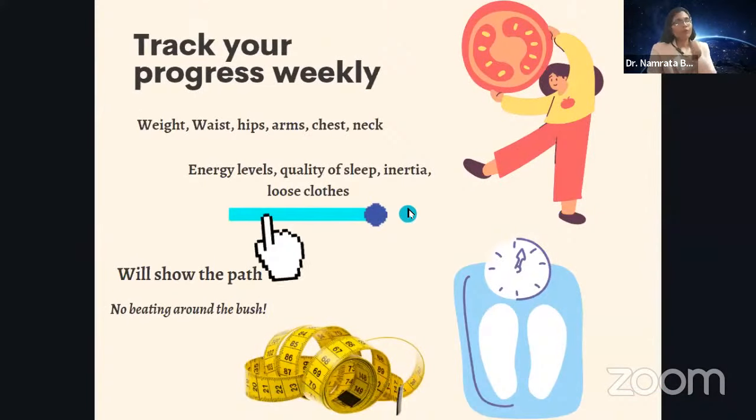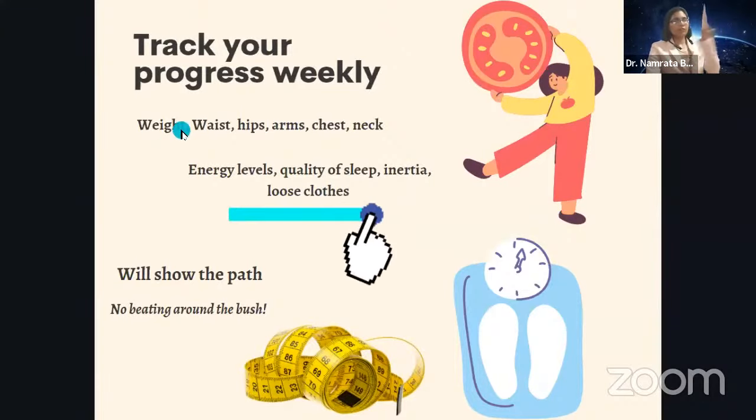Objectivity. How do you know you're making progress? Weigh yourself. It's okay, you don't have to weigh every day, you can weigh once a week. There are a lot of apps and trackers available, so you can put in your measurements and you will see it in the form of a graph. Waist, hips, arms, chest and neck. Measure these in your routine.